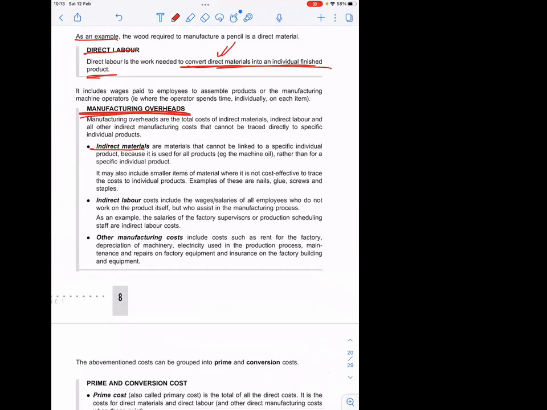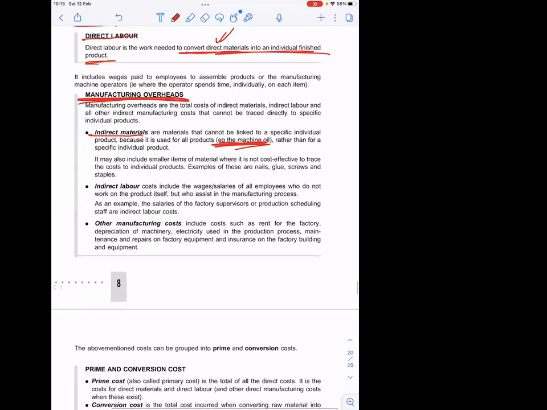Indirect material, for example, a material that cannot be linked to a specific individual product because it is used for all products, e.g. machine oil. It is indirect material used up in the production. It cannot be pointed to the product being manufactured rather than for a specific product, is it? They apply to the products universally. Your screws also. It may also include smaller items of material where it is not cost effective to trace the cost to individual products, e.g. the nails, the glues, the screws, and the staples. We know they exist, but we cannot trace them to the product in question.